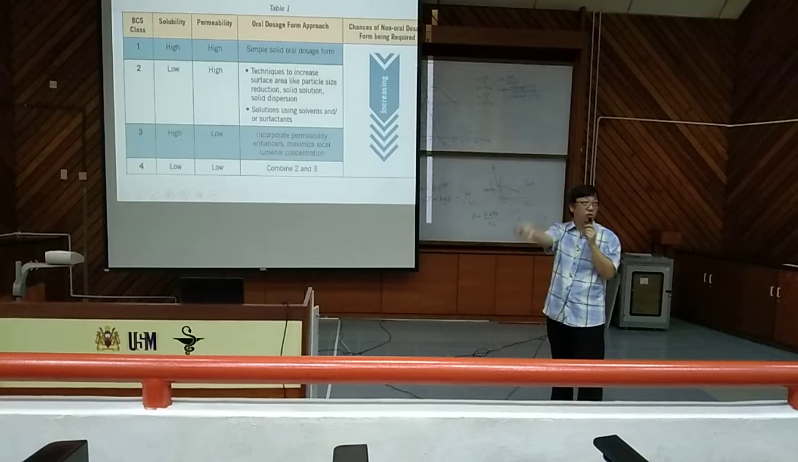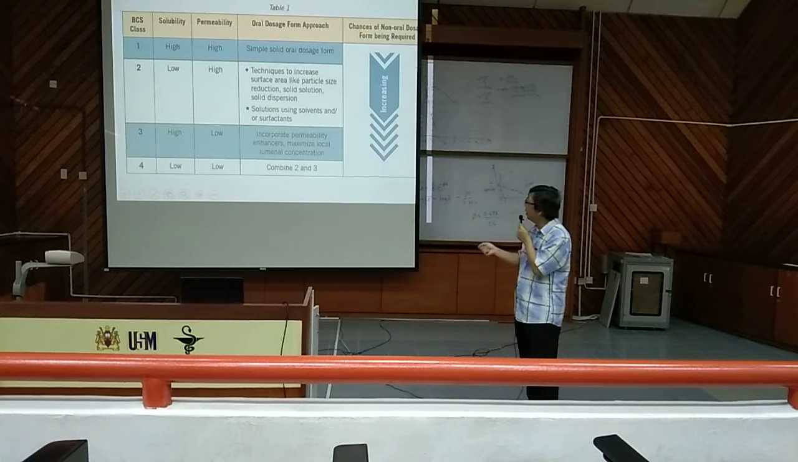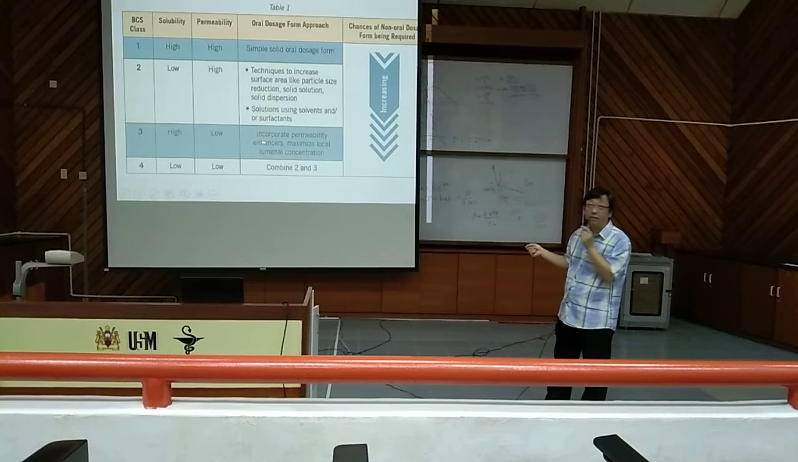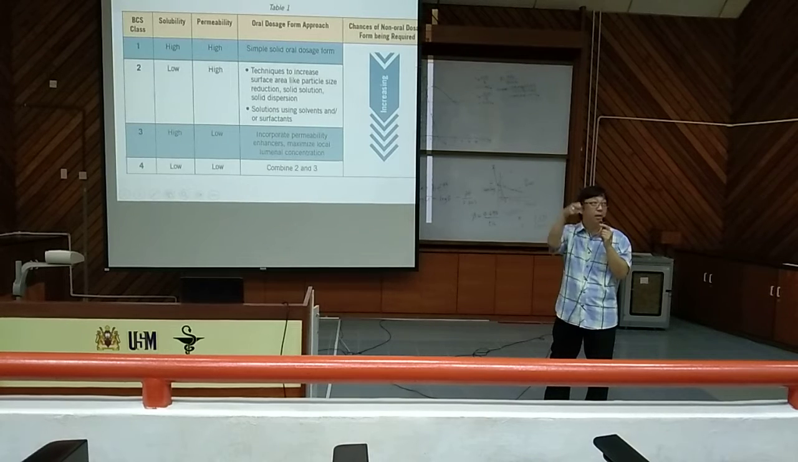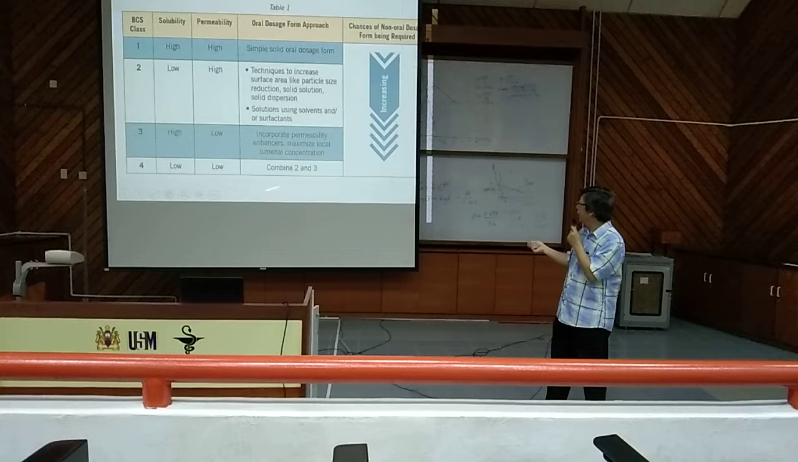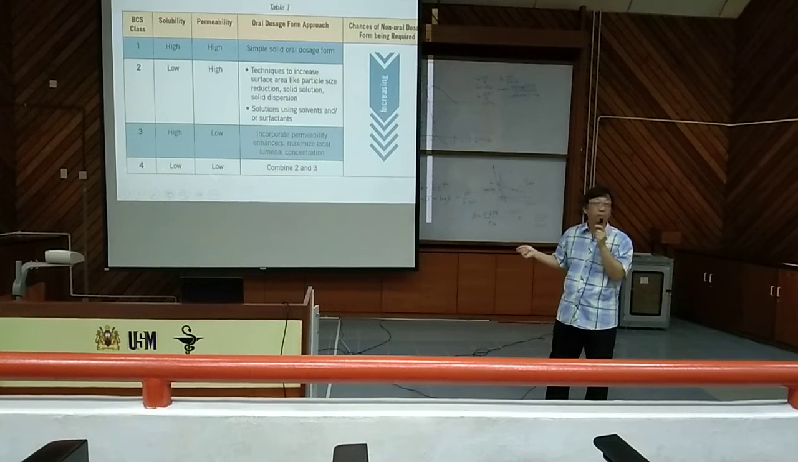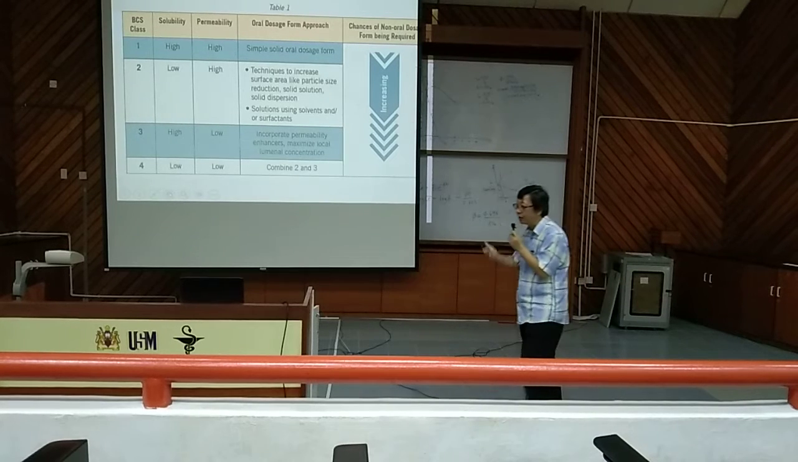So solvents, you can go for solvents, alright? Number 3, incorporate a permeability enhancer. You know what a permeability enhancer is, right? That can improve the permeation. Then number 4, you have to combine 2 and 3 together, because BCS class 4 has both low solubility and low permeability.